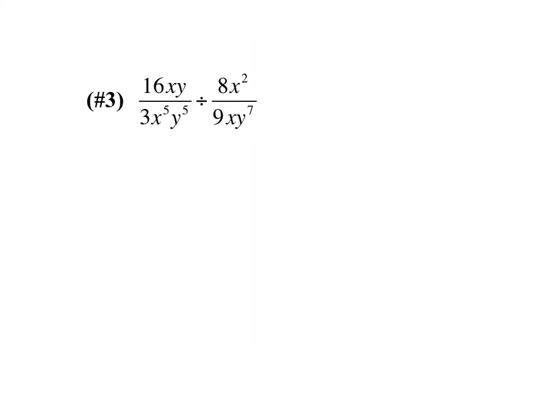All right, this one: 16xy over 3x to the 5th y to the 5th, divided by 8x squared over 9x y to the 7th. All right, so let's rewrite it. Keep, change, flip. 16xy over 3x to the 5th y to the 5th, times, then we're going to flip them, 9x y to the 7th over 8x squared.